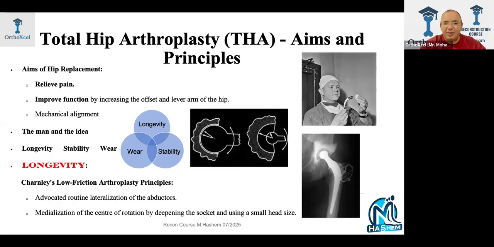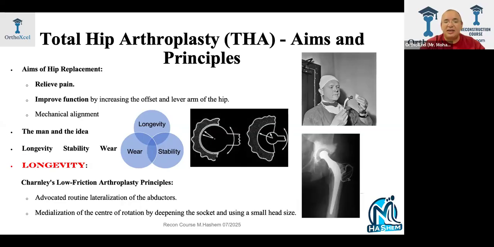Number two, he medialized the center of rotation of the head, so using a bit shallow insert. In the early days, he was using a thick insert, considering that this, even with wear, will live long. But after that, he changed his mind because he understood that it is more mechanical. It's not about the material itself. So he started to use a more shallow insert, so allowing the center of rotation of the head to be medialized.